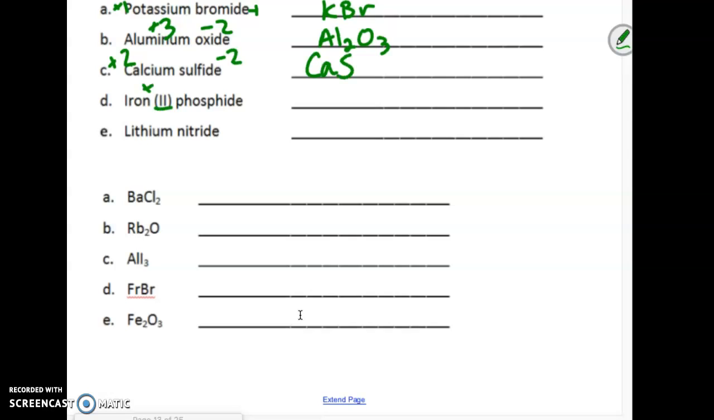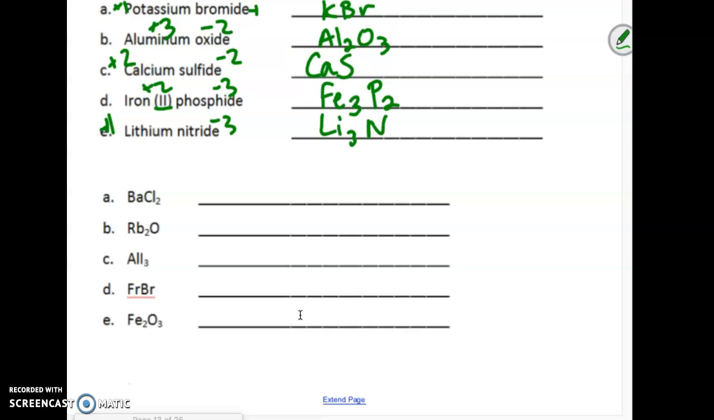Iron is a +2 because it says so right there. Phosphide is phosphorus, it's a -3. Lowest common multiple is 6, so it's Fe3P2. Lithium is a +1, nitrogen is a -3, so it's Li3N.